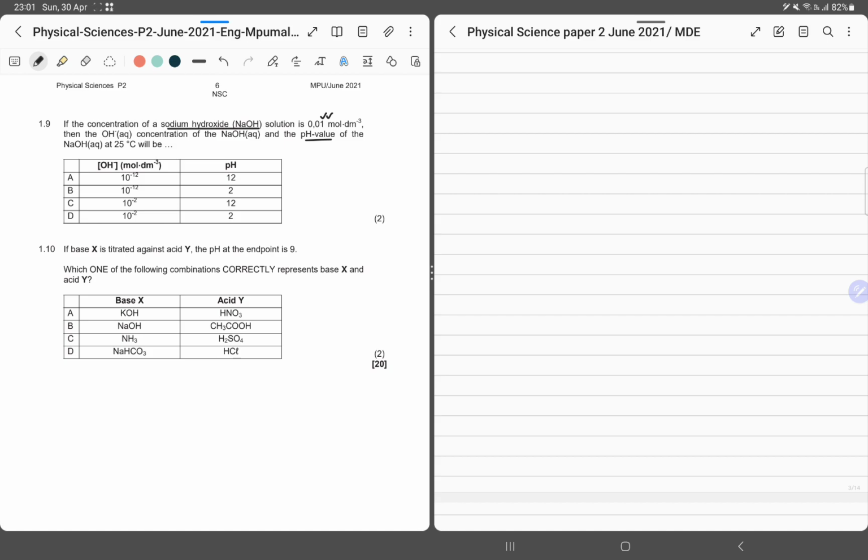Great. Now let's have a look. What happens to sodium hydroxide? It dissociates into sodium ions plus the OH minus ions. So it's a 1-to-1, meaning 1 mole of base gives us 1 mole of OH minus, because we know that this part is what takes part in what we call the pH calculation.